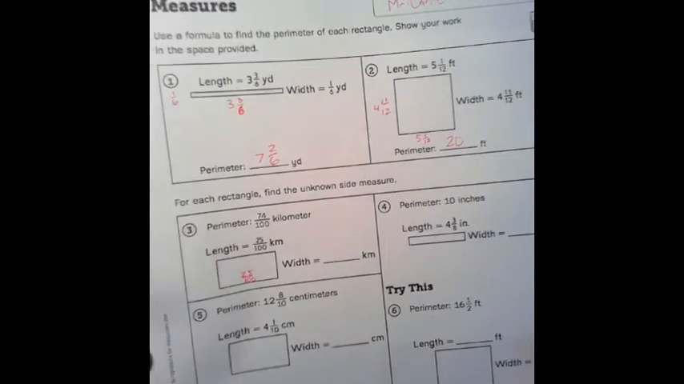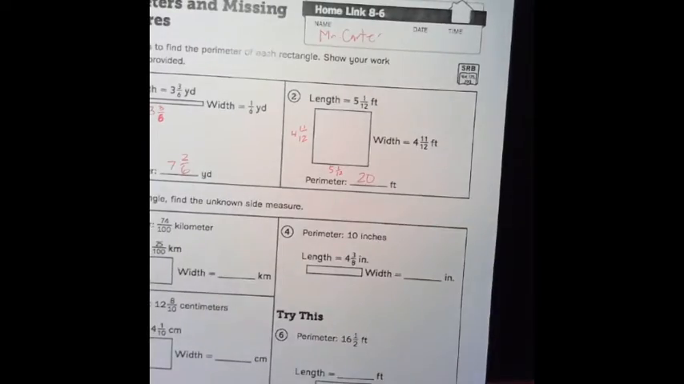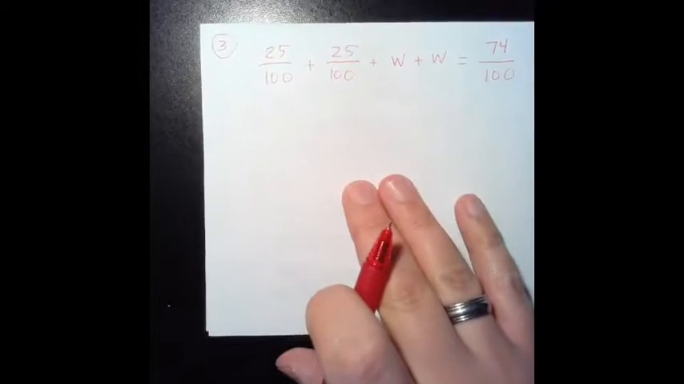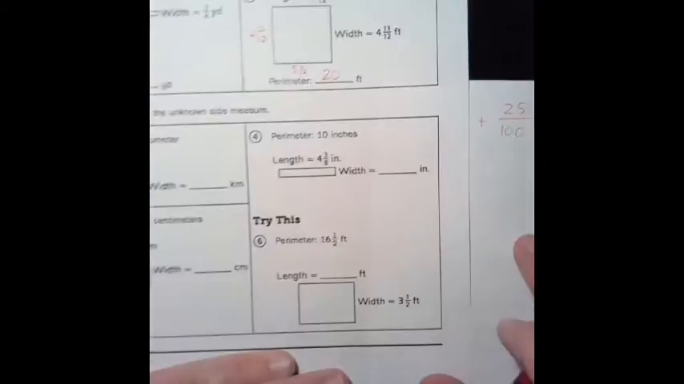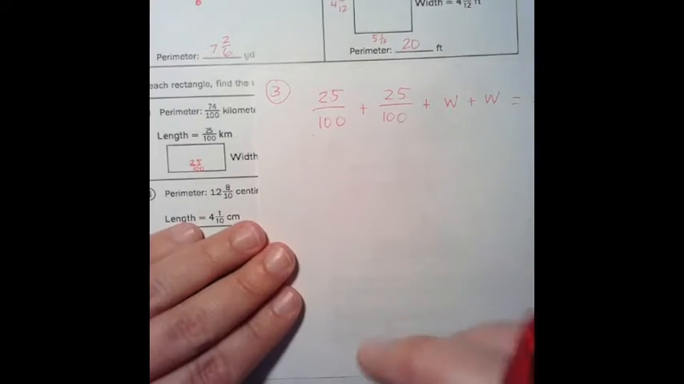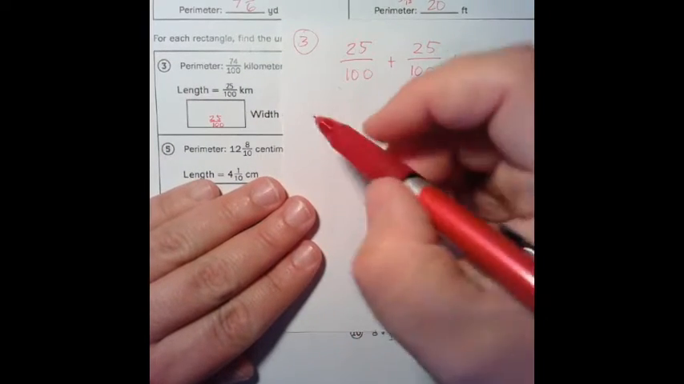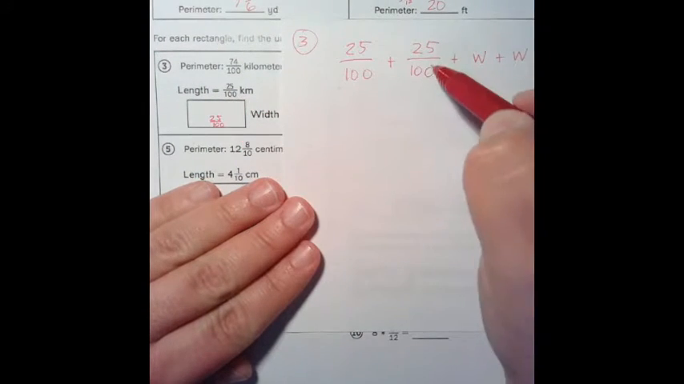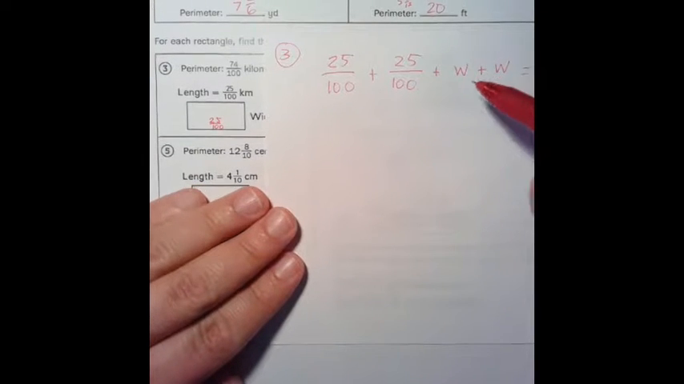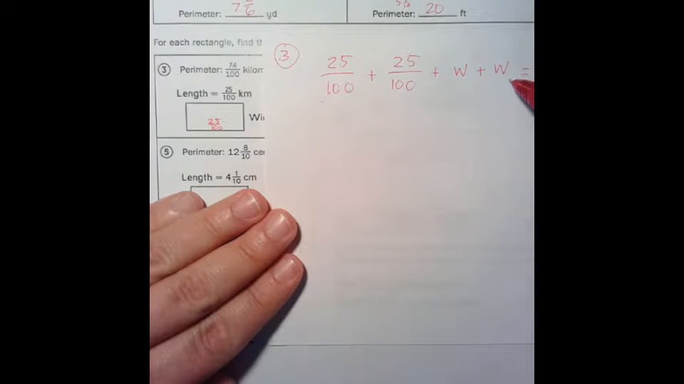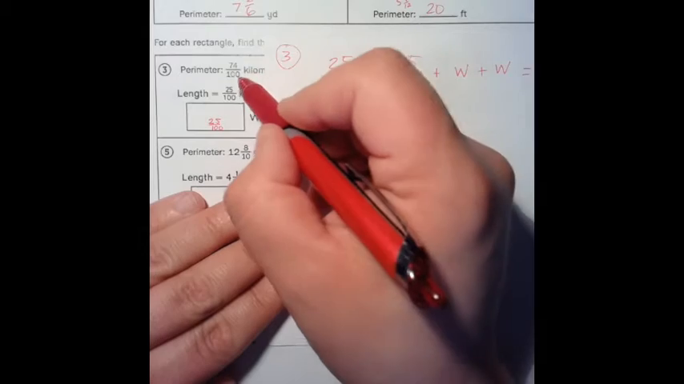So I wrote down over here that 25 hundredths plus 25 hundredths plus one width plus another width will equal our total of 74.